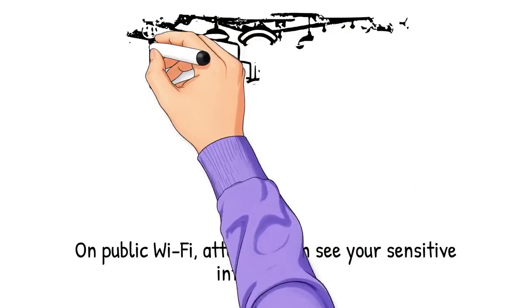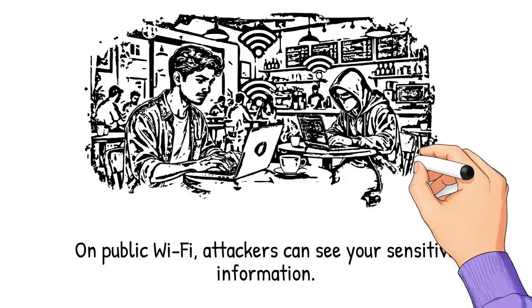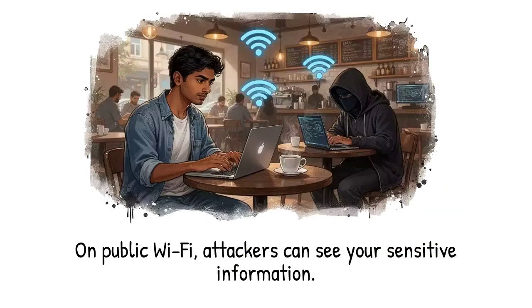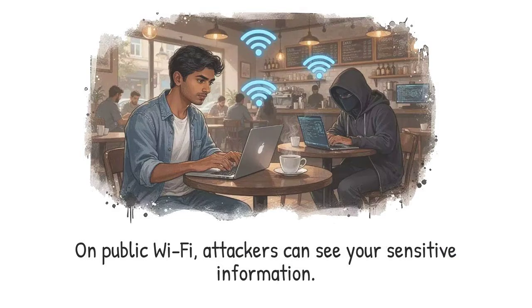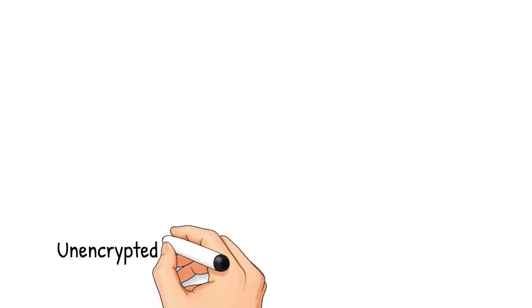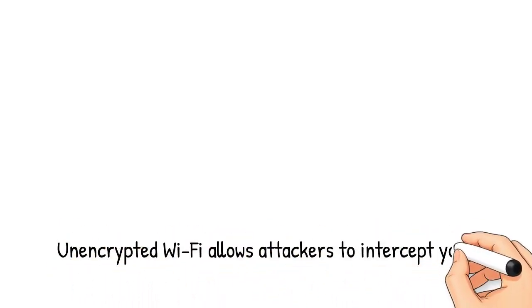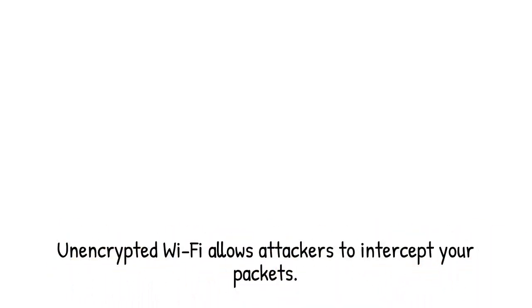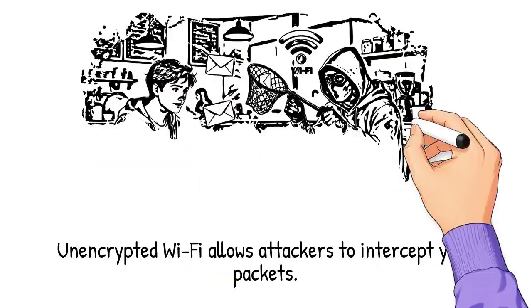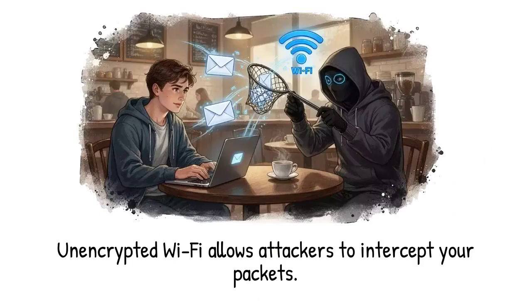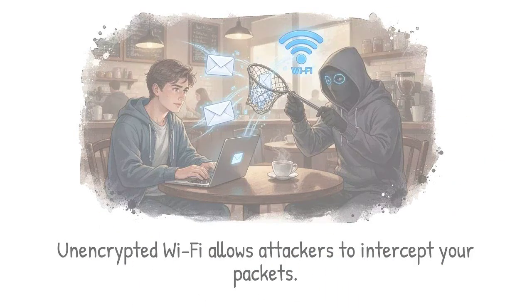To visualize this, imagine you're in a cafe using public Wi-Fi. You send a login request to a website. Your device breaks the request into packets and sends them through the network. If the network is not encrypted, the attacker sitting nearby can capture those packets and read them. It's like someone intercepting your envelopes before they reach the post office.